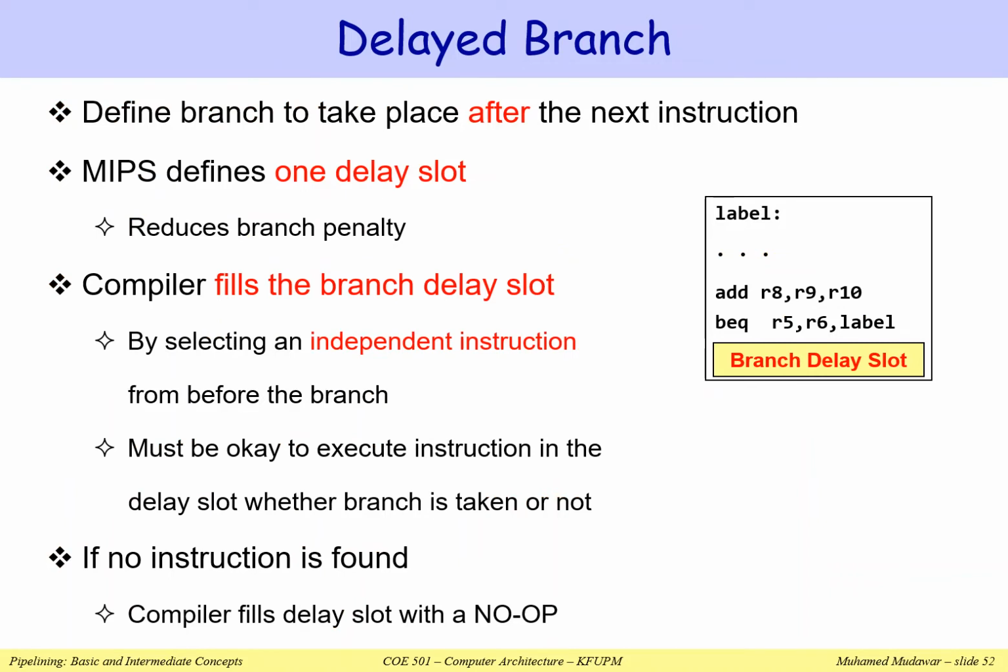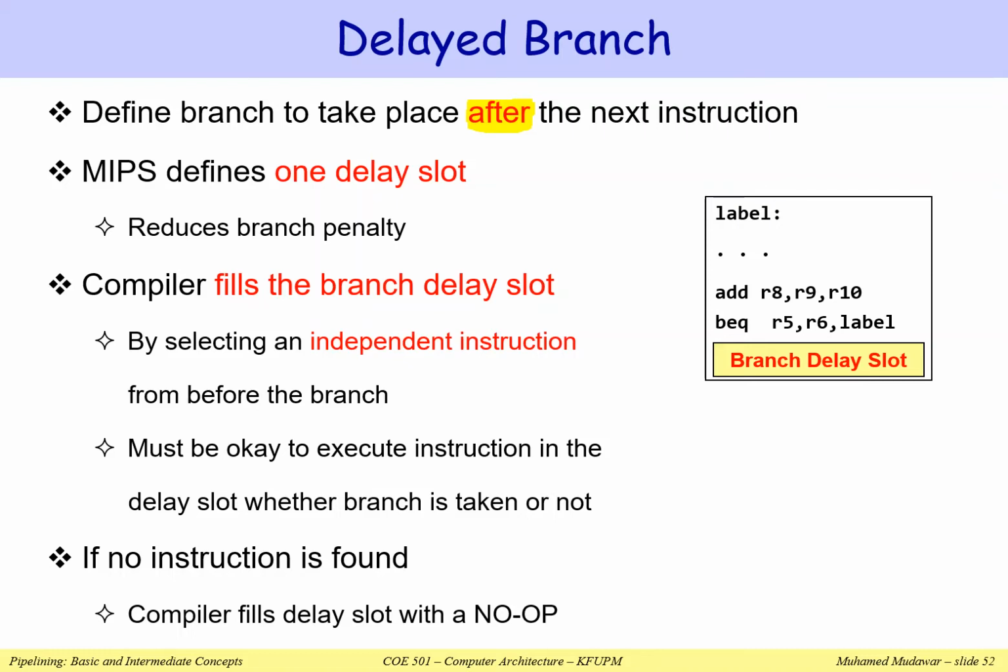Let me first talk about delayed branching. This idea appeared in early pipelines. The idea is to define the branch to take place after the next instruction. Okay, so the branch does not take place immediately, it is delayed. So here, the processor or the architecture is going to define one delay slot, and the idea is to reduce the branch penalty. So the compiler, the software here, has to fill the branch delay slot with a useful instruction.